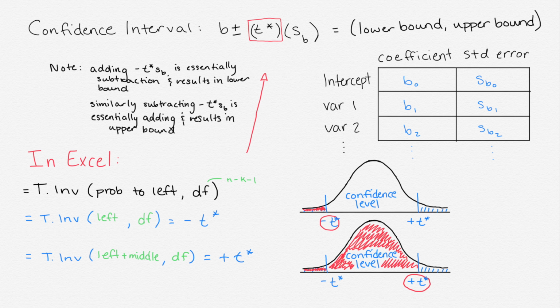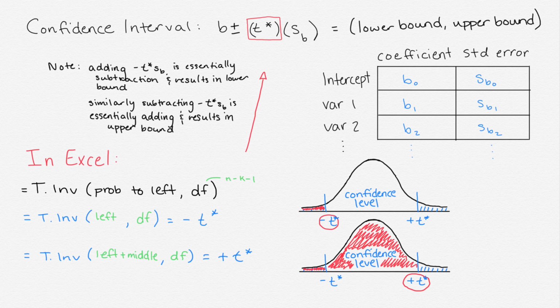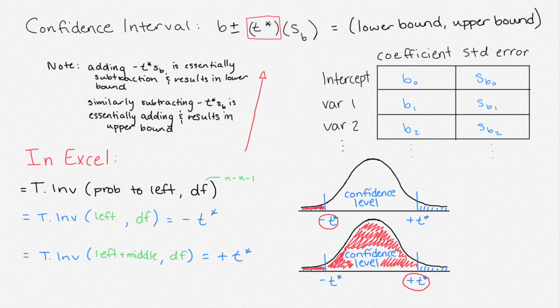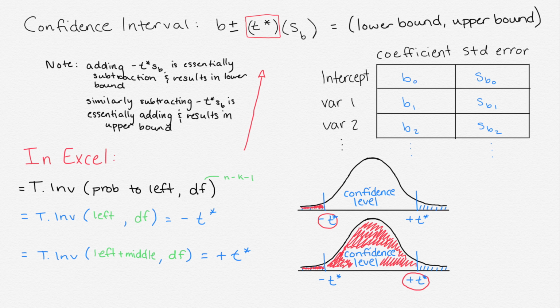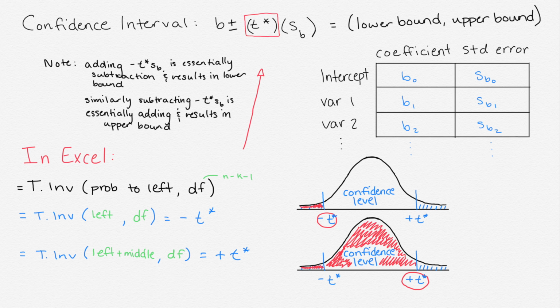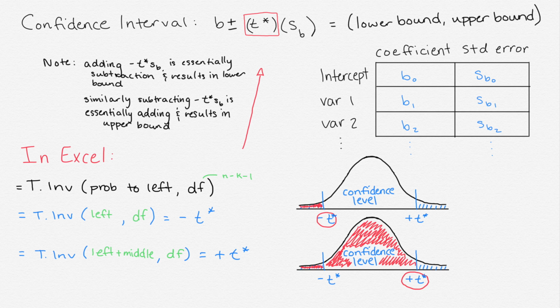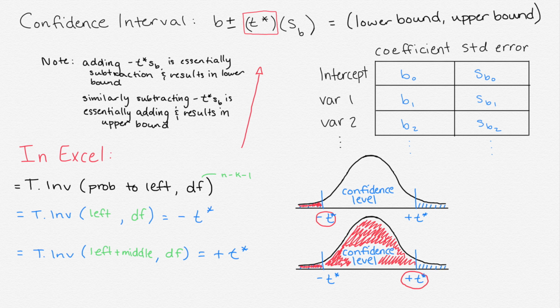Putting it all together, we'll have B and S sub B from either the problem or from the regression output. We'll also be given the confidence level, which will lead us to the tail probabilities, which then, in combination with the degrees of freedom, will give us the t-star value. With these three pieces, we can then do the simple confidence interval calculation, but a few cautions here.